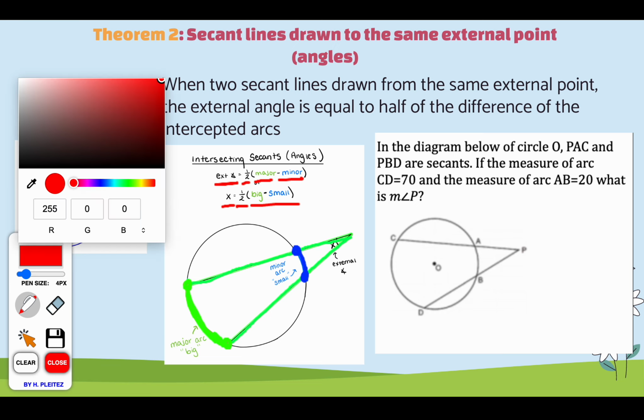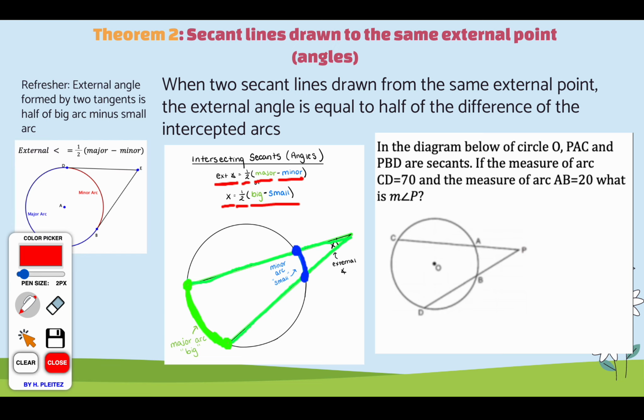So let's get right into an example here. So in the diagram below of circle O, PAC and PBD are secants. Again, them being secants is super important. If it said that they were something else, this theorem might not apply, right? So it says if the measure of arc CD is 70, so let's go ahead and label that.